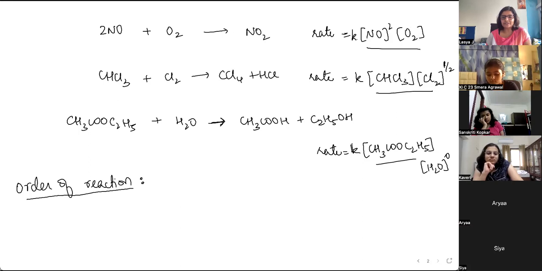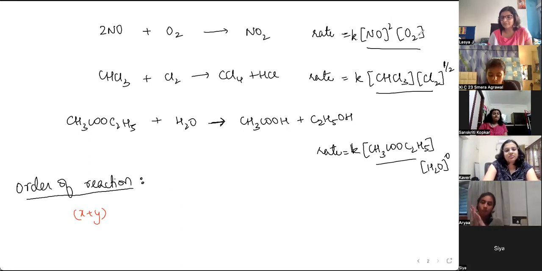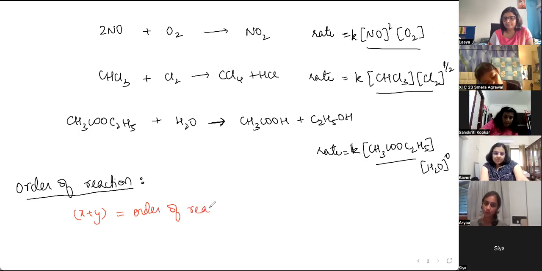So the order of a reaction is simply x plus y in total. In the rate law, concentration of A to the power x, concentration of B to the power y, whatever reactants there are, each has an exponent, right? So you add up all these exponents and what you get is the order of the reaction. So x plus y is basically those values written in the rate law.